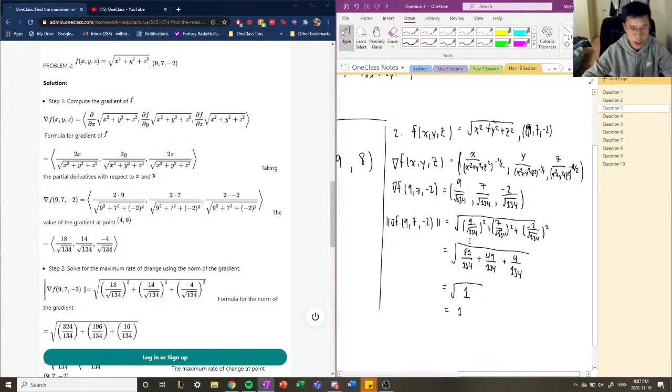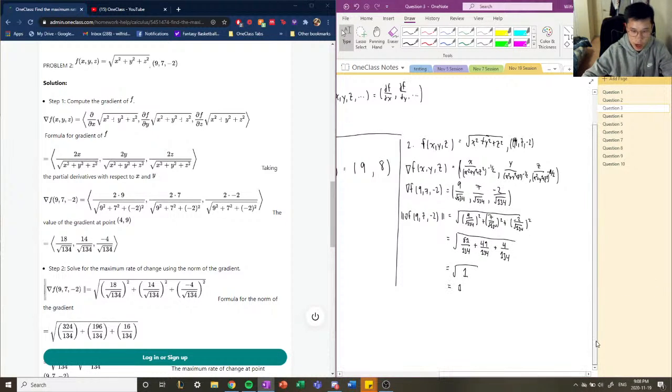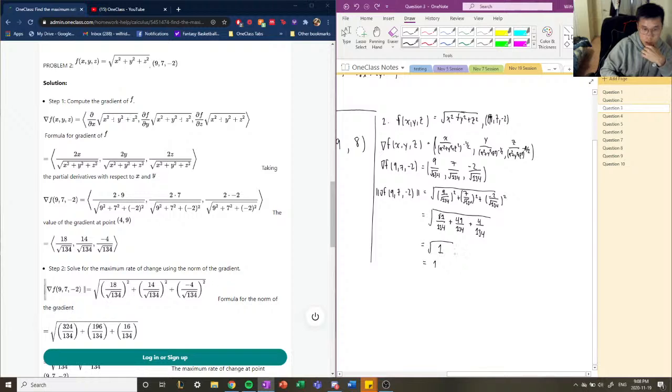Okay, cool. So we calculated the gradient. Okay, and now all we need to do is calculate a unit vector, which is just this. So let me say unit vector v. So unit vector v would be the gradient at 9, 7, and -2 divided by the magnitude of the gradient at 9, 7, and -2. Okay, so that would equal this divided by 1, which would just equal this.